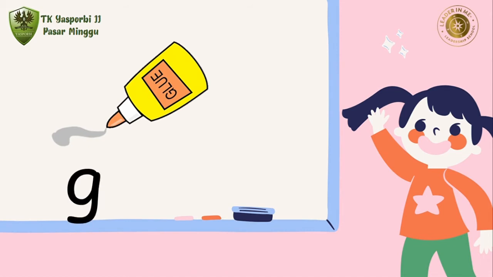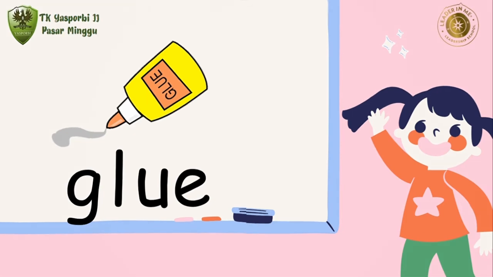G, L, U, E. G, L, U. Glue. Okay friends, do you understand the blending sounds oo?